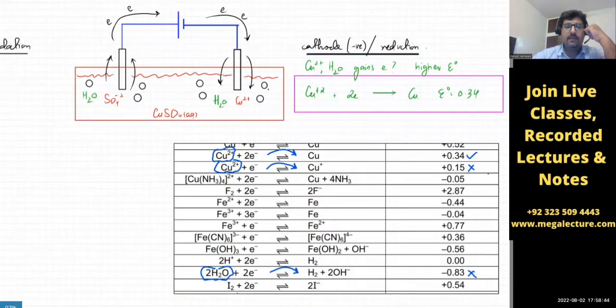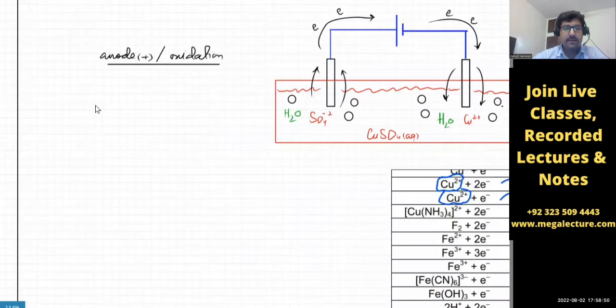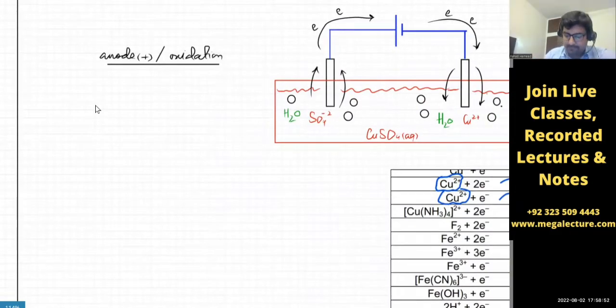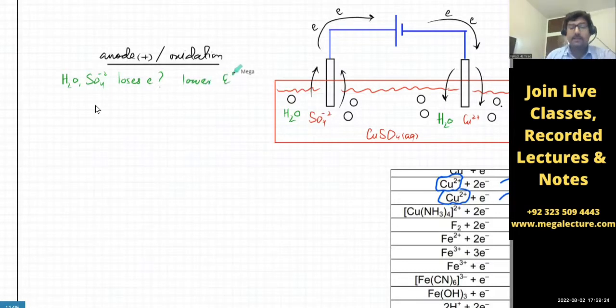Then on the other side, you've got who's going to lose electrons, right? So that's the question now. So let's come to the other side. You've got two options: water and SO4 minus 2. You've got H2O and SO4 minus 2. And the question now is, out of these two, who's going to lose electrons? The one that has the lower E naught has the greater tendency to actually lose electrons.